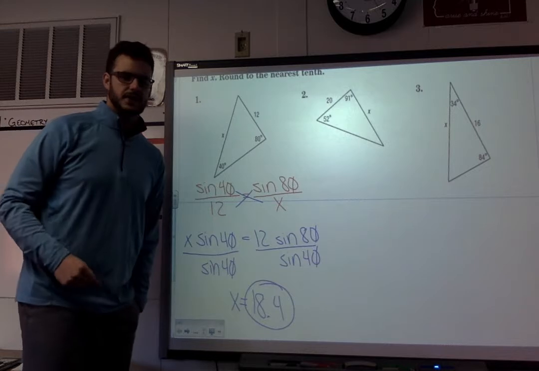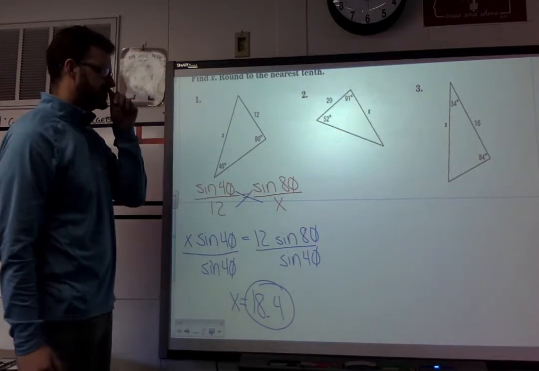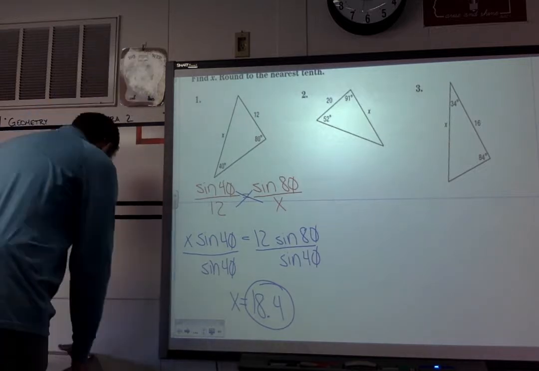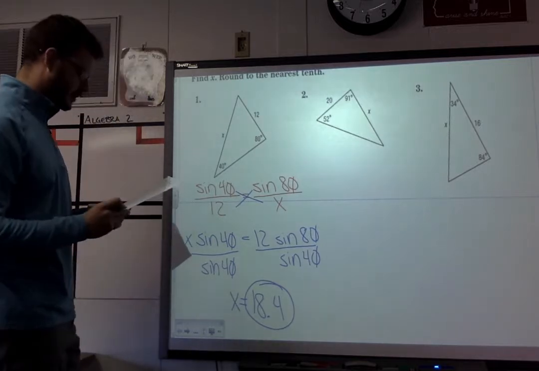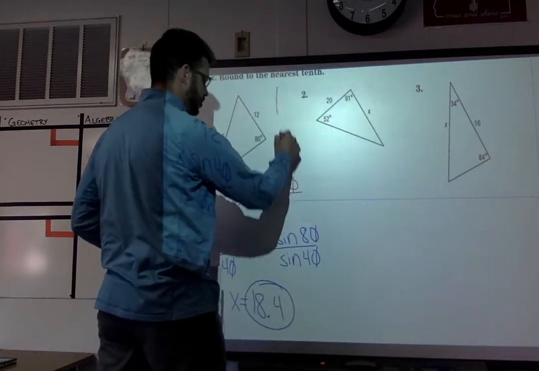So again, we used the law of sines, and we were able to find that missing value, which in this case was a side length. I'll go through one more of these. I'm going to do number 2 here.